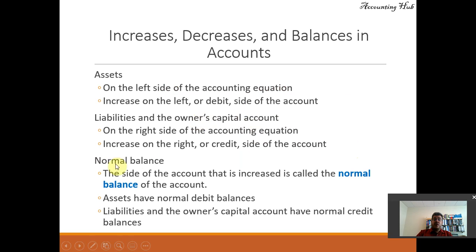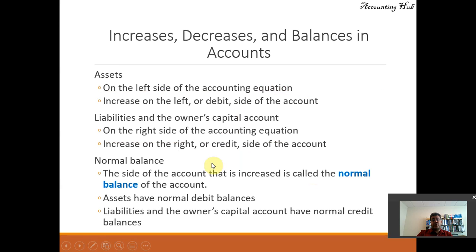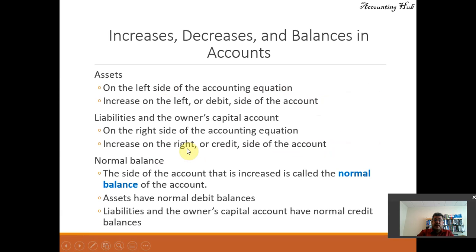Liability and owner's capital or owner's equity are on the right side of the accounting equation, here guys, right side, credit side. So, increase on the right or credit side of the account, decrease on the other side. So, assets, increase on debit, decrease on credit. Liability is the opposite. Increase on credit, decrease on debit, or decrease on the left side. And what is the normal balance?